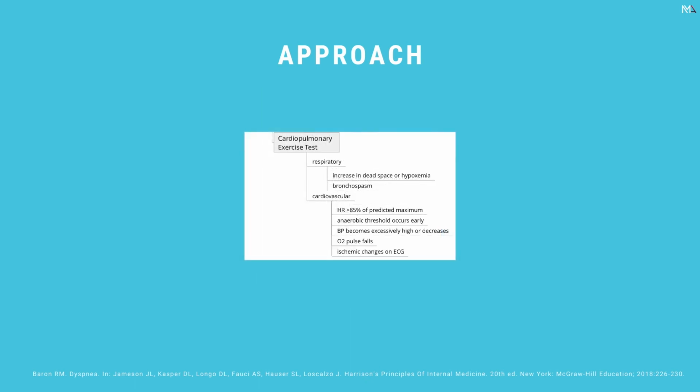Cardiopulmonary exercise test or CPET is taken to determine if the cause of the exercise limitation is due to a respiratory or cardiovascular problem. Respiratory, if at peak exercise and predicted maximal ventilation is achieved, there is an increase in dead space or hypoxemia, or if the patient develops bronchospasm. Cardiovascular, if heart rate is more than 85% of the predicted maximum, anaerobic threshold occurs early, blood pressure becomes excessively high or decreases during exercise, O2 pulse falls, or if there are ischemic changes seen on the ECG.